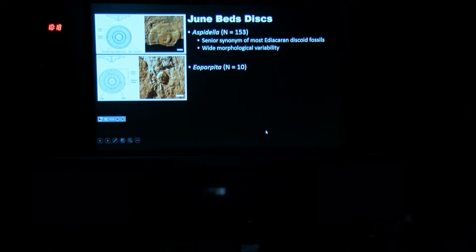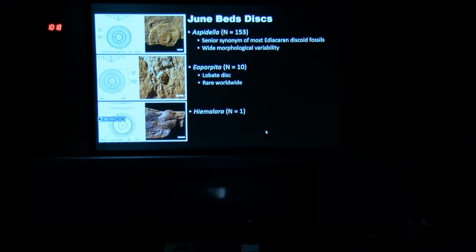We also have Eoporpita, which is a lobate disc. It's very rare here, which is common for Eoporpita and types like it worldwide. It's rare, and where it is found, it's a small component of the biota. And we also have one example of Hemilura here, which is a ray-bearing disc, and examples from Newfoundland showed us that it is, in fact, the holdfast for Primocandelabrum, whose frond escaped preservation.